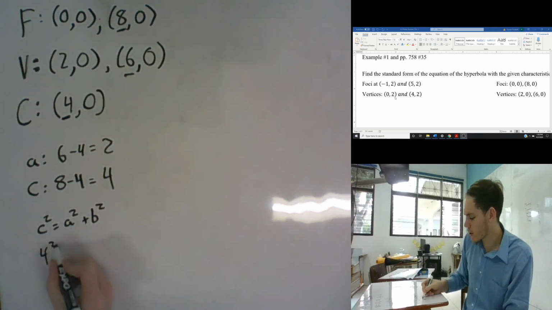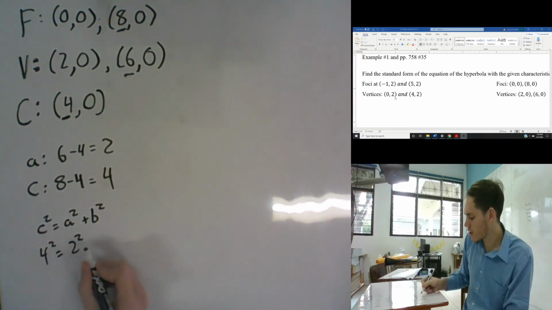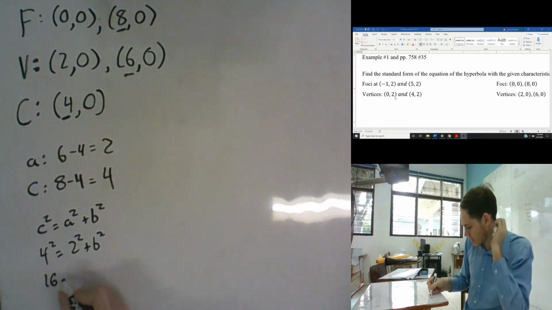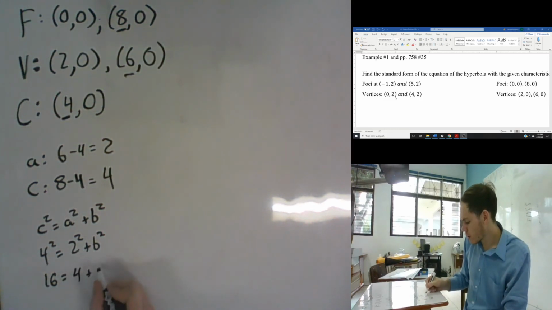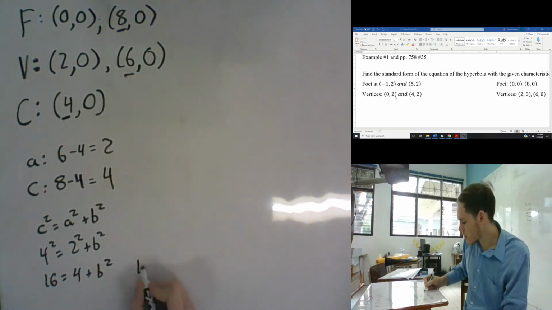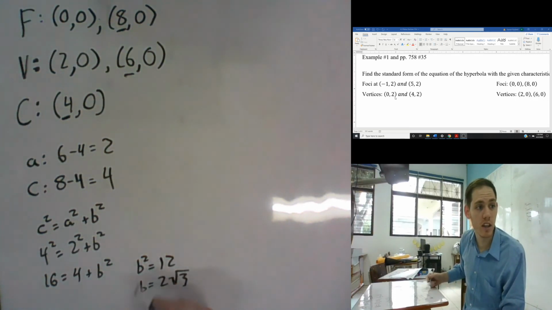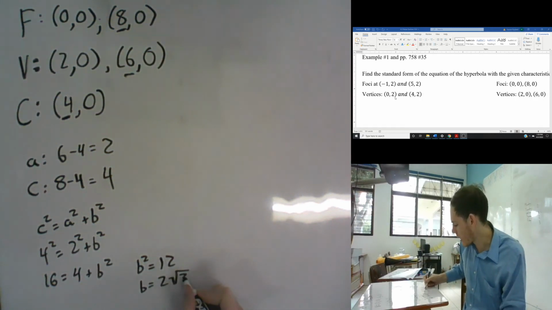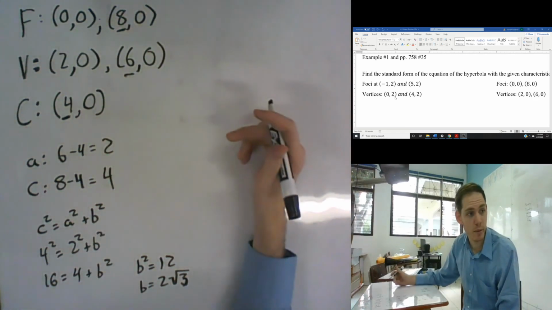So 4 squared equals 2 squared plus B squared. Okay, so 16 equals 4 plus B squared. So B squared is going to equal 12, or B is going to equal 2 square root of 3. If you want to do the math, I did the square root in my head, but you're free to use a calculator to double check.